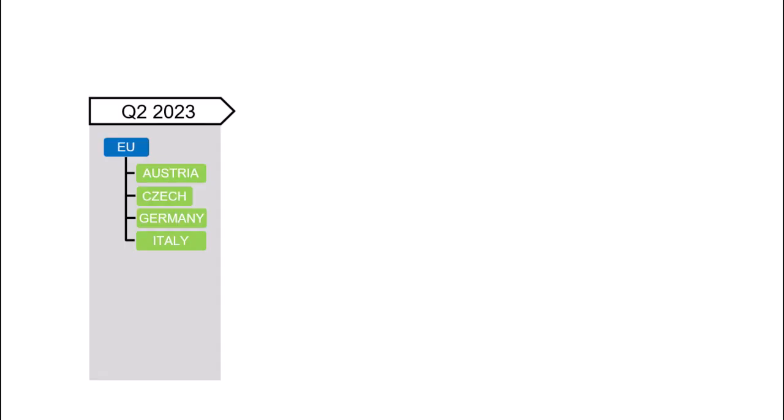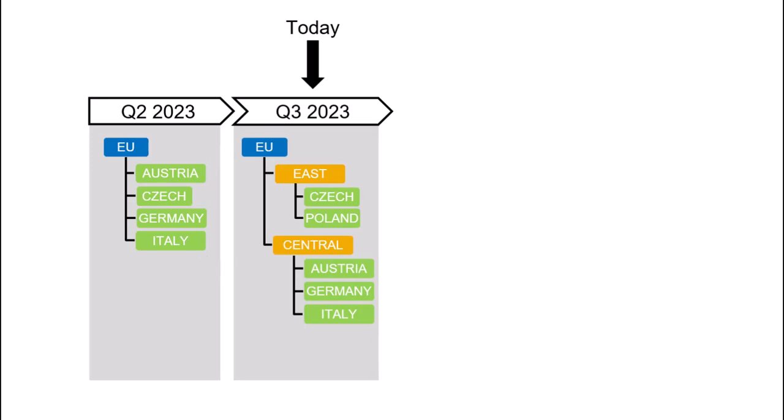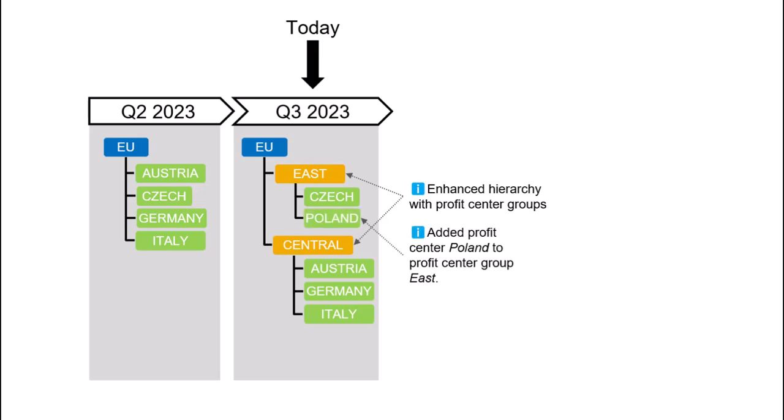My company is working with a profit center group hierarchy for Europe. In the edition for the second quarter of year 2023, it just contains the profit centers Austria, Czech, Germany, and Italy. Due to business requirements in the next edition, the one which is applicable today, 2 profit center groups East and Central have been introduced. The mentioned profit centers have been rearranged under them. In addition, a new profit center Poland has been added to the hierarchy.